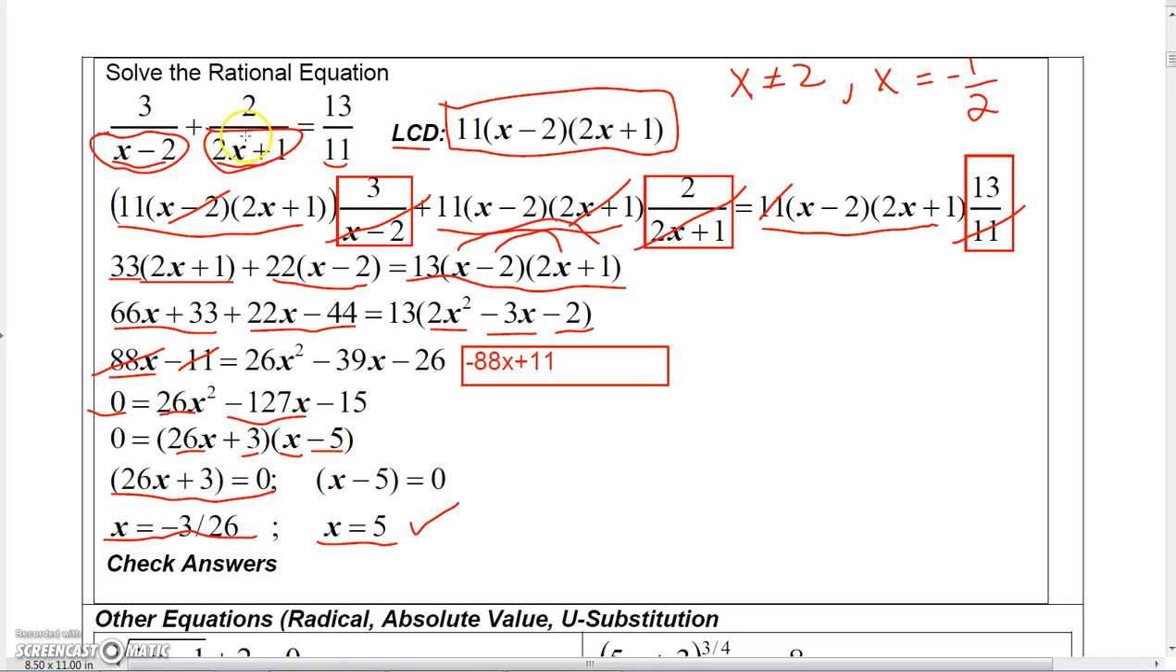Now, one thing I would like to mention, if you have a ratio, like for instance, let's say this term wasn't here. Well, if you just had a ratio where you have a single fraction on each side of the equal sign, you could do what's called cross multiplication, where you take 2 times 11 equals 13 times this. But again, you can only do that if you have a single fraction on each side of the equal sign. So that's really just a shortcut to eliminating the denominator. And that's pretty much it. I'll show you some other equations in the next video.